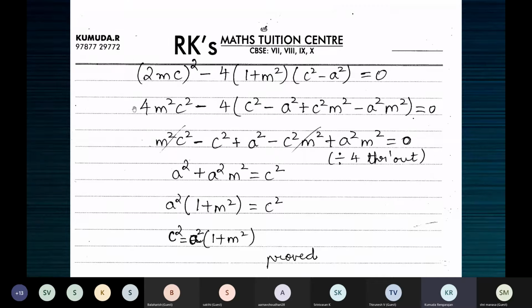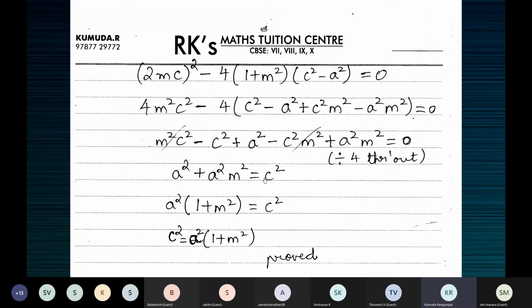In this step, you can see that after dividing throughout by 4, I've immediately opened the bracket also. Open the bracket, so minus into c square, minus c square, minus into minus plus a square. Or maybe you can write the minus and write the terms inside the bracket. Next step, you can remove the bracket. The same thing. Then these two terms get cancelled, and we are left with these 3 terms.